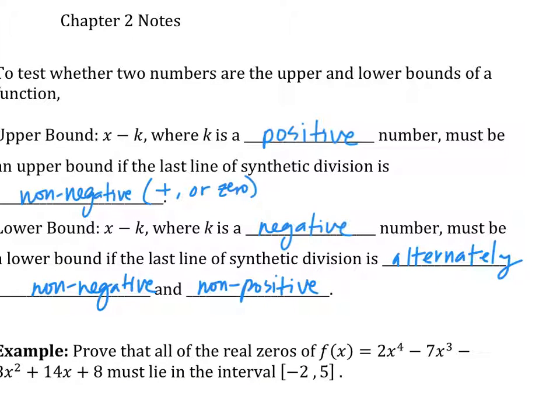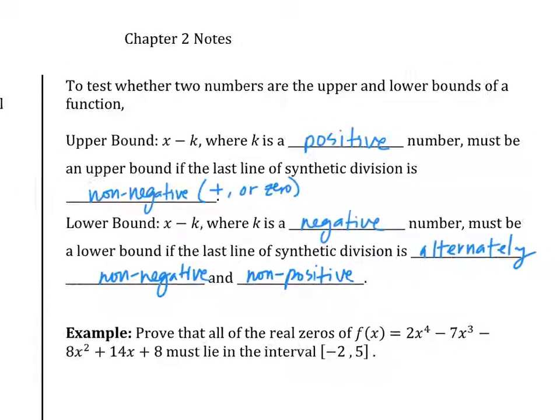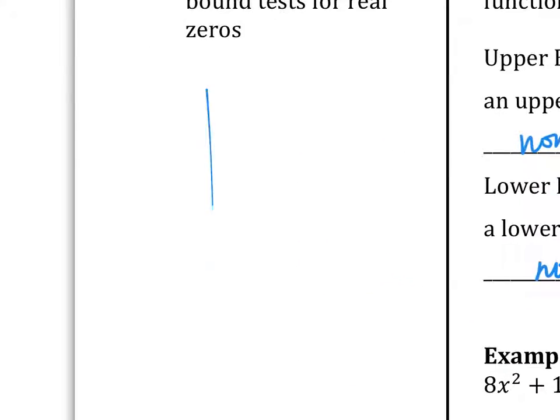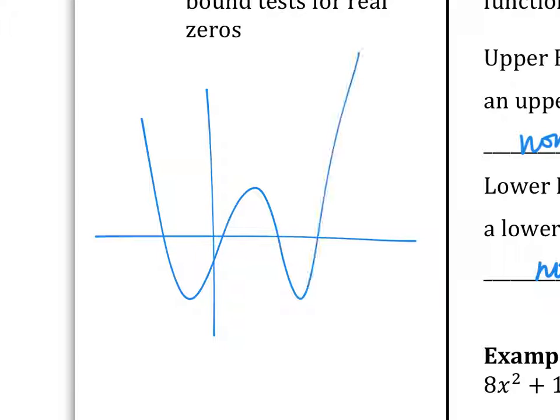Does that make sense? No. Okay, let me draw a picture. Let's say you have a function like this, and they give you two numbers. One here, one here. Let's say this is -2 and this is 3. They're saying that -2 is the lower bound, 3 is the upper bound, meaning all your zeros are now contained between those two numbers. Okay, so that's what upper bound and lower bound mean.